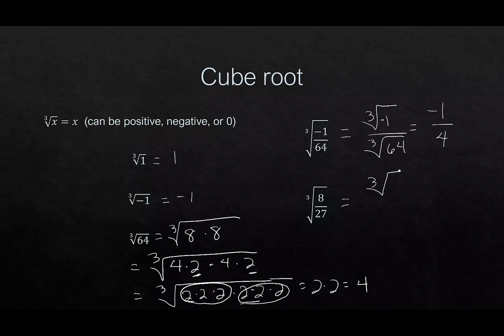I'll make that the cube root of 8 over the cube root of 27. The cube root of 8 is 2, the cube root of 27 is 3, so my answer is 2 over 3.